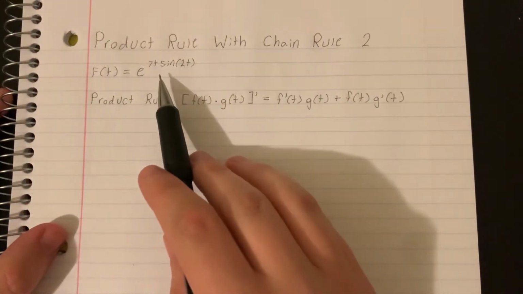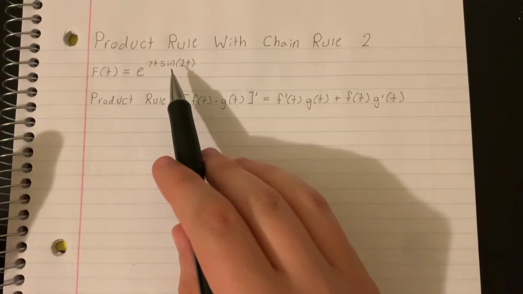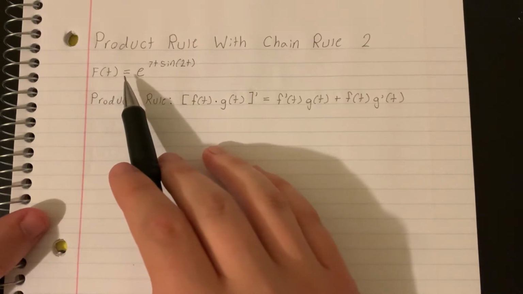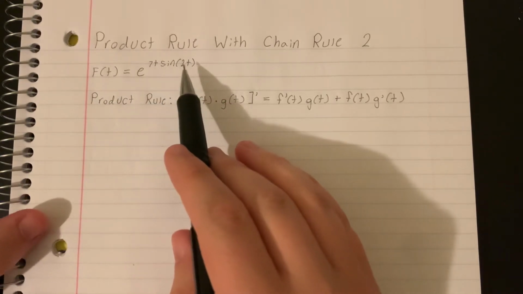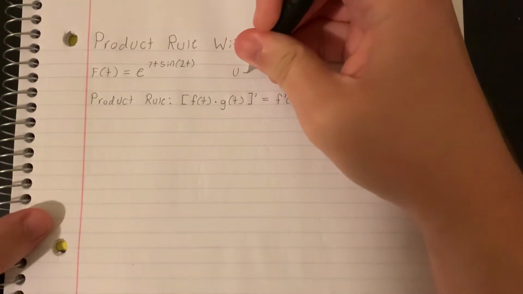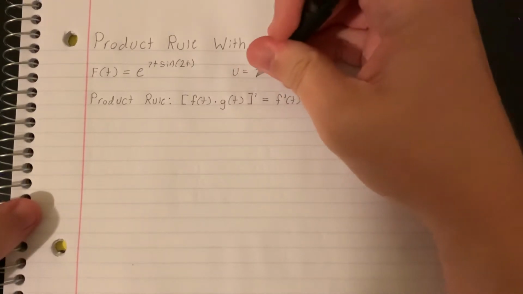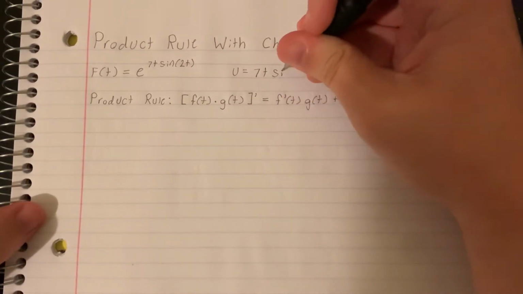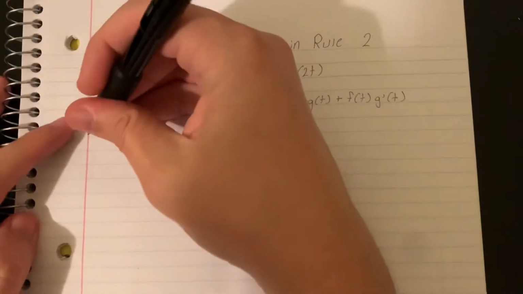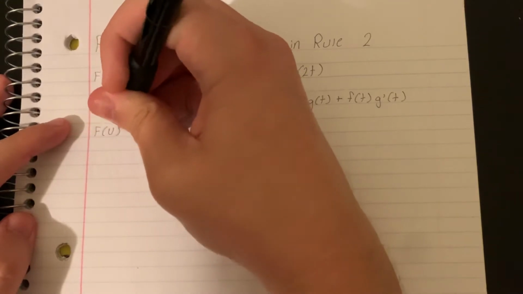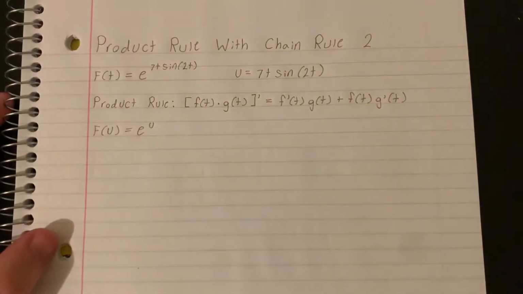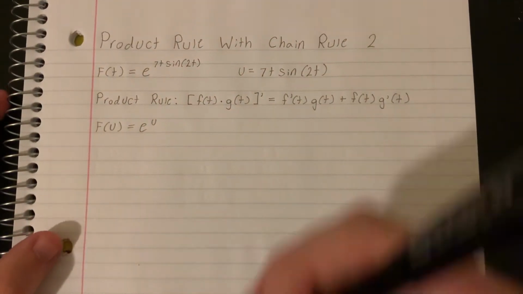So to start with this, we're initially going to work with the chain rule. We're simply going to rewrite our f of t, which equals e to the 7t sine of 2t, in terms of u. So what we want here is for u to equal everything in this exponent. So u equals 7t sine of 2t. Very nice. Now we're going to rewrite our function in terms of u. So f of u equals e to the u. Very easy.